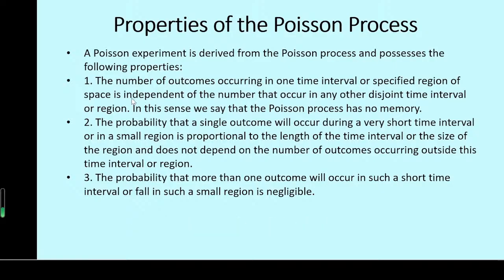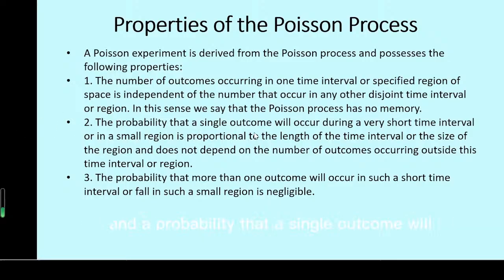First, the number of outcomes occurring in one time interval or specified region of space is independent of the numbers that occur in any other disjoint time interval or region. So this is independent for the very small element of this time interval. In this case, we can say that the Poisson process has no memory. What has occurred before this time interval has no effect on what occurs after this interval, right?